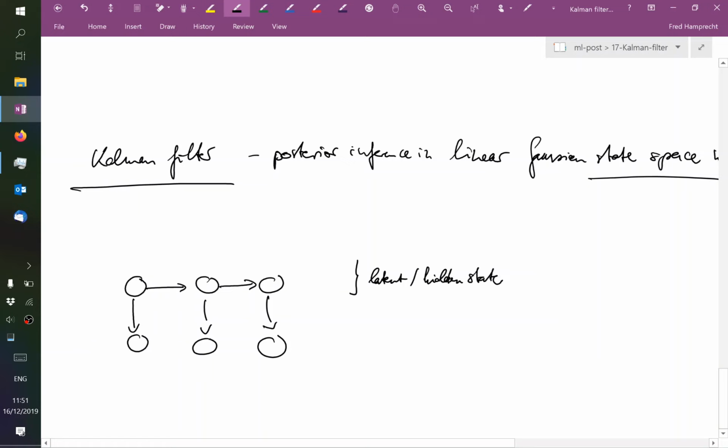Latent or hidden state or variable. And we also have observable variables. And these observable variables, they could all be observed, but they need not necessarily all be observed.